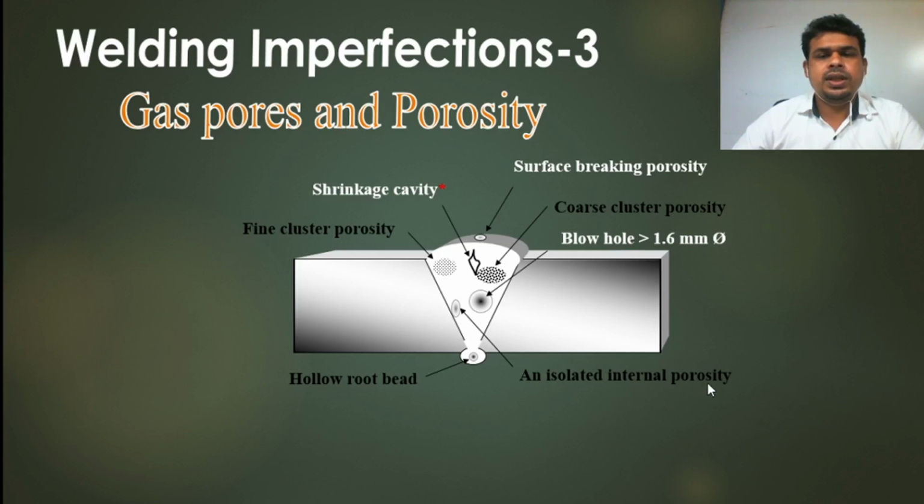Then isolated internal porosity. Then you can see the hollow root bead, where the root side is hollow. So this is actually the summary of the gas pores and porosities. I hope you understand this.